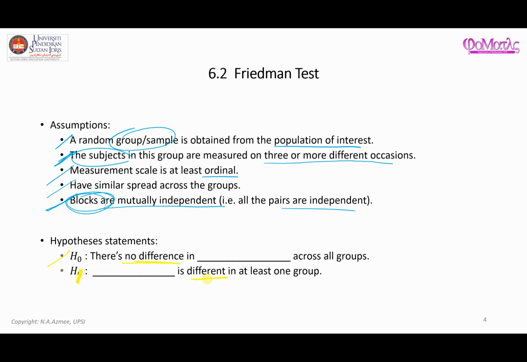The word here is different in at least one group. Okay. So the blank space here is for you to insert whatever variable of interest is asked in the question. So this is whatever variable of interest or whatever the question is asking you to find, the measurement and so on. So don't worry too much about this. I think you will get the idea when we do the practical example in the next video.